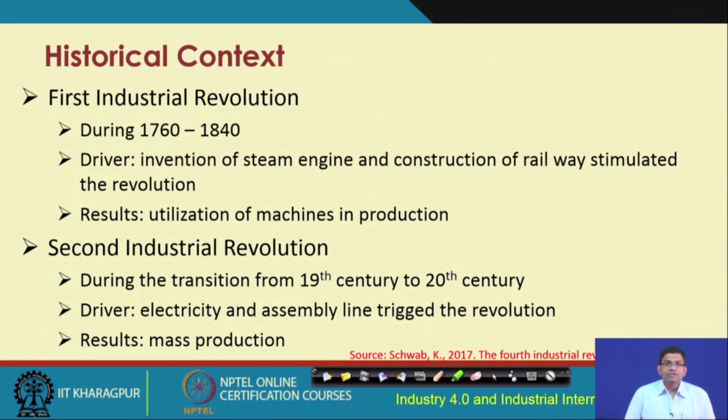Then came the second industrial revolution, which was during the transition from the 19th century to the 20th century, and this came with the advent of electricity and increase of electricity in the society. So, basically when the electricity came into the picture and the use of electricity increased, this resulted in mass production. Machineries could use electricity for mass production, faster production and so on.